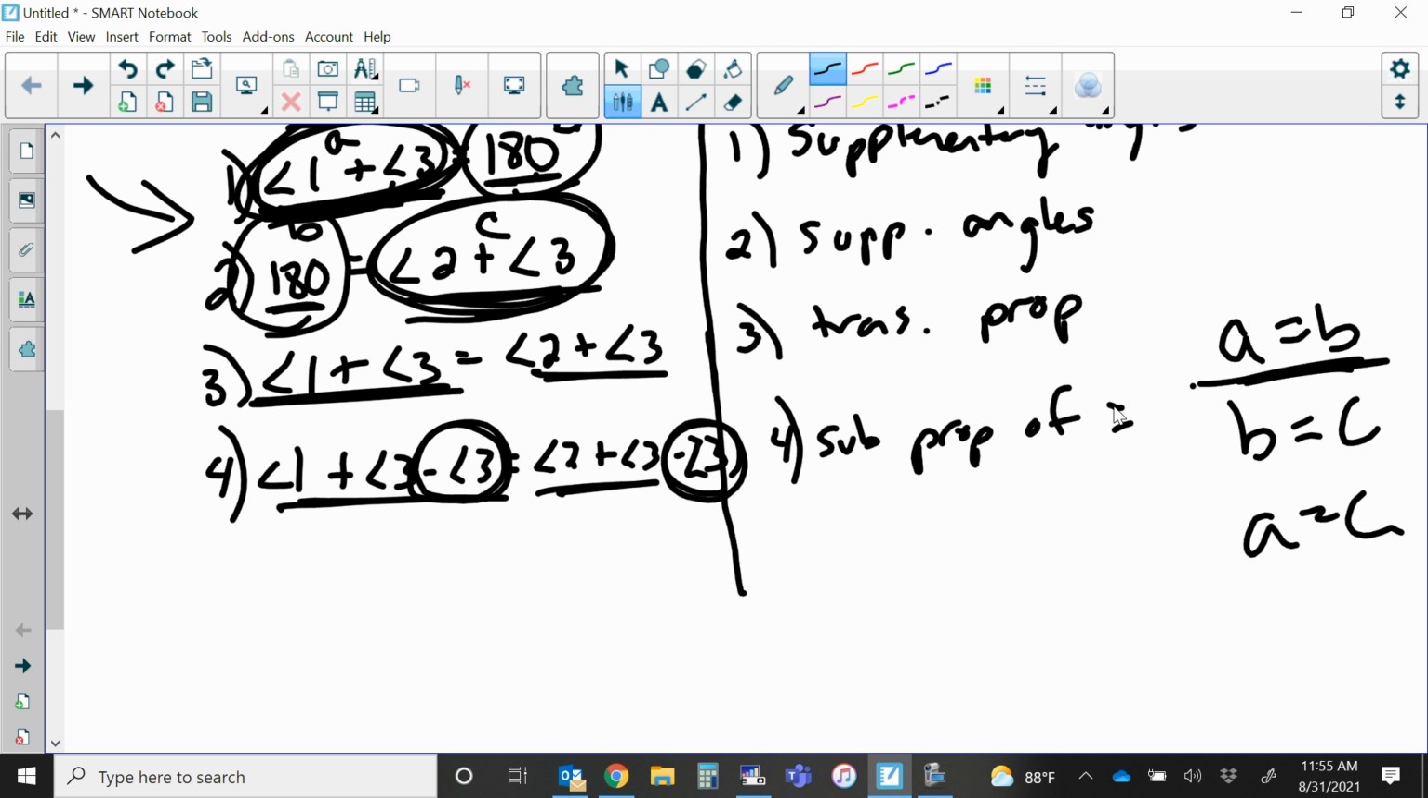And what happens with the plus angle 3 and a minus angle 3? What do those do to each other? And then what am I left with? The measure of angle 1 must be equal to the measure of angle 2. What allowed me to do that actual math? What did I tell you we call that?